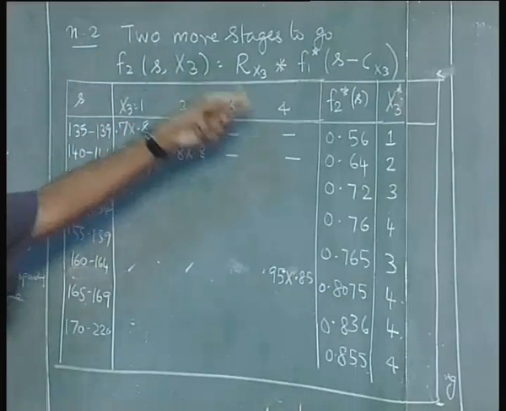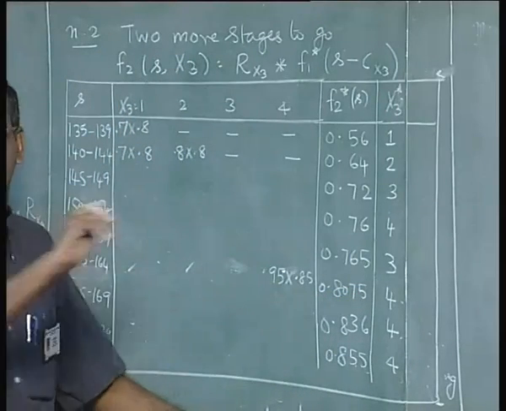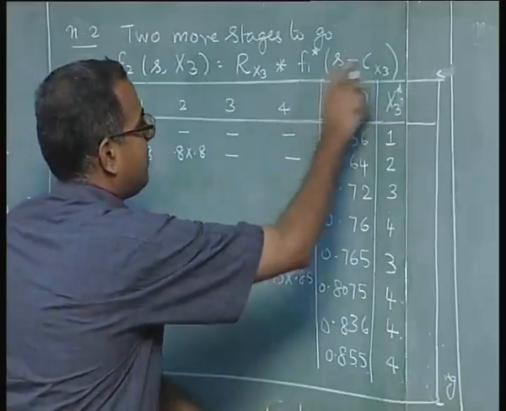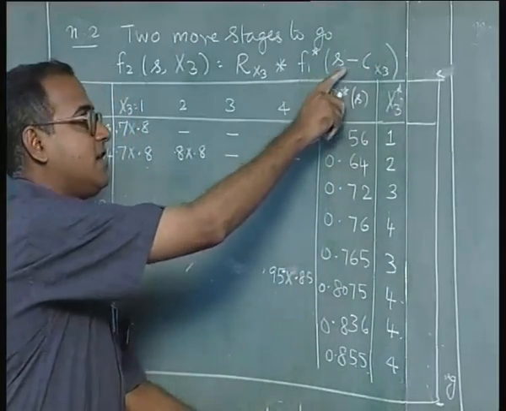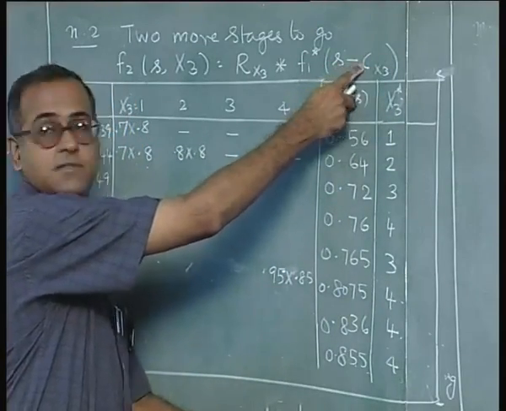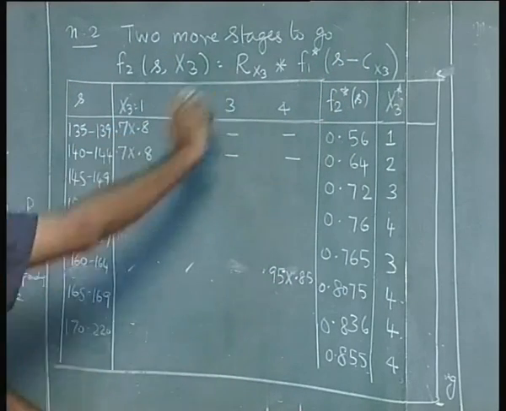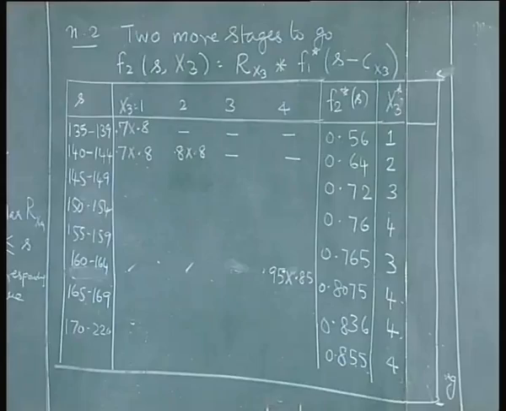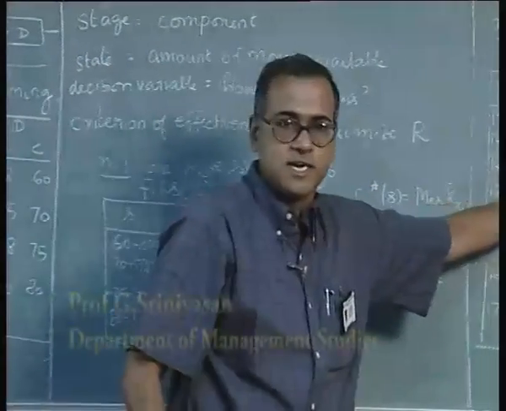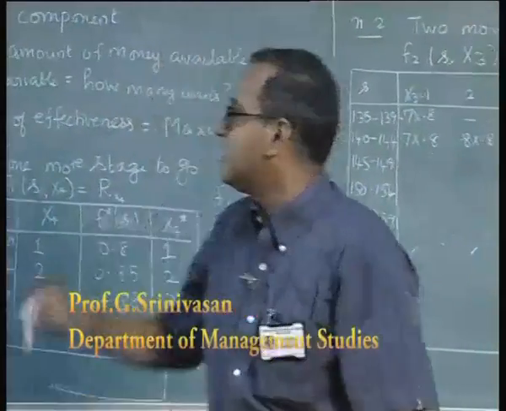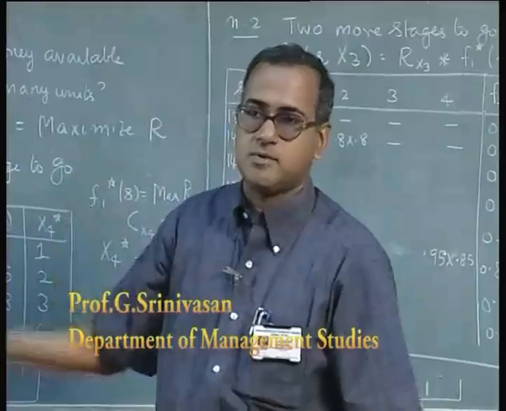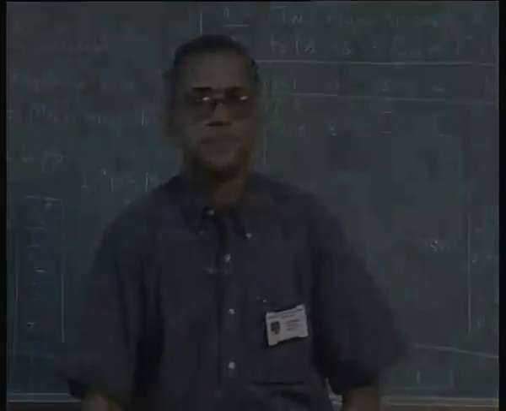So, like this we actually complete this table. The most important thing here is that we have s minus c of x. I start with s, I spend some c which is cost, the balance I carry to the previous stage and I put f1 star of s minus c of x3. So, we have right now completed 2 stages, there are still 2 more stages in this problem. We look at the other 2 stages in the next lecture.